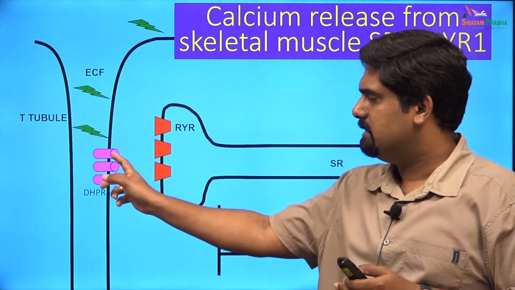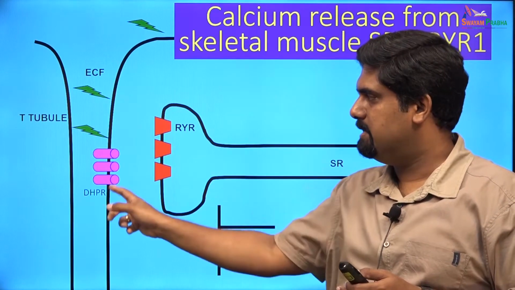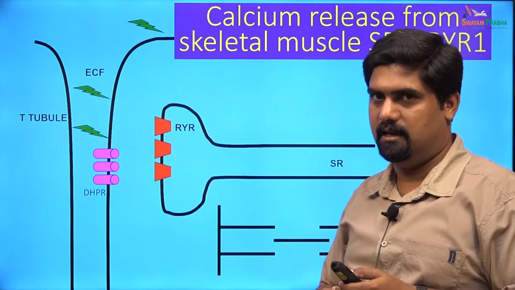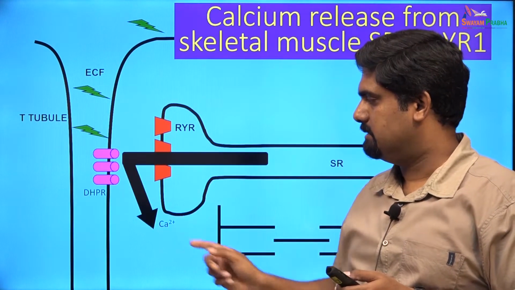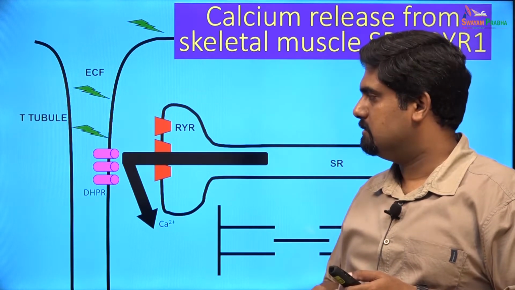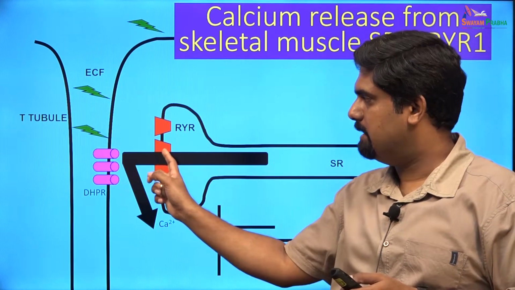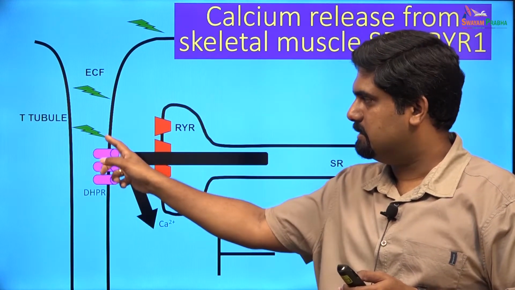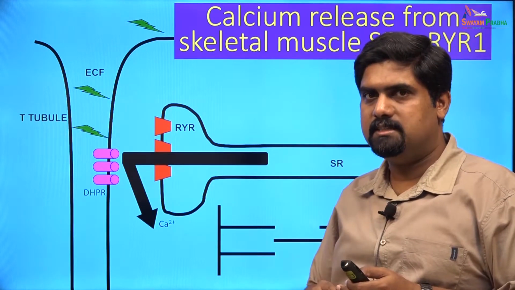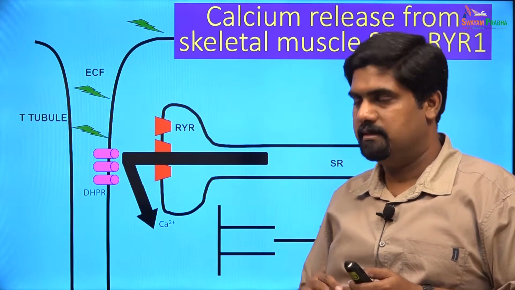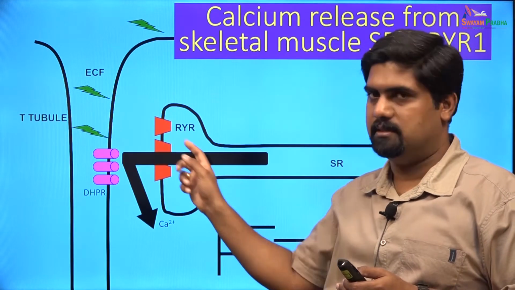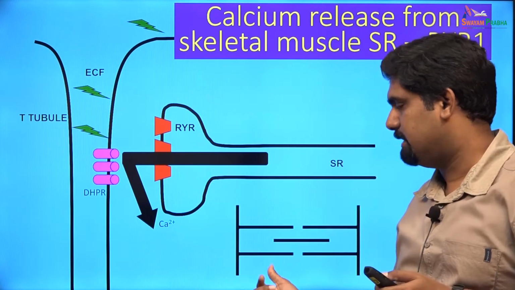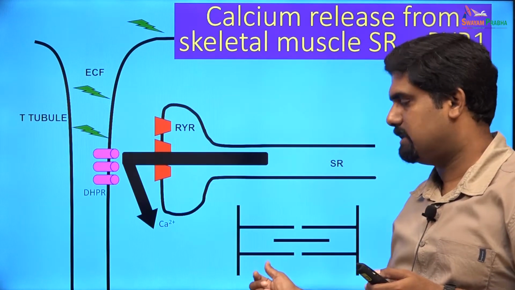So when this DHPR is activated by a membrane depolarization, it causes the opening of ryanodine receptors present on the SR, and calcium is released from the SR into the cytoplasm. So it is known that DHPR and ryanodine receptors are physically coupled, and when there is a depolarization of the T tubule, there is some conformational change that happens to the DHPR, which physically opens the ryanodine receptors, causing calcium release into the cytoplasm. And that calcium will then cause the sliding of actin and myosin, leading to a contraction of the muscle.